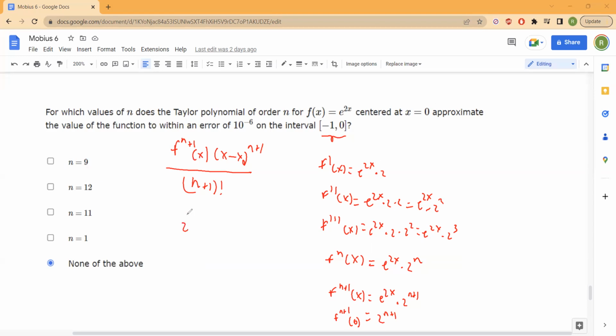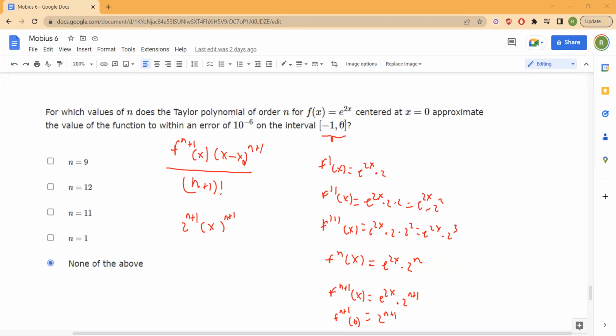So we're going to get 2^(n+1) times (x - 0)^(n+1). Now, again, because you need to remember that this is the absolute value of x, we need to start thinking of what would maximize our result on this interval. So if we put in 0, everything is going to become 0. That's going to be our smallest value.